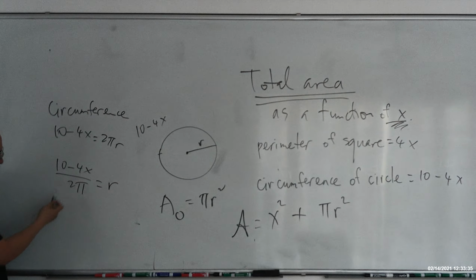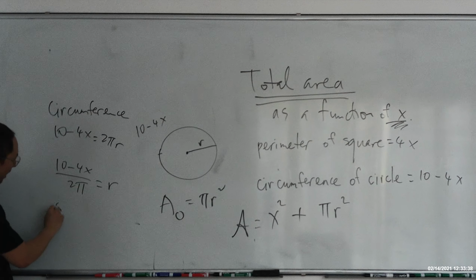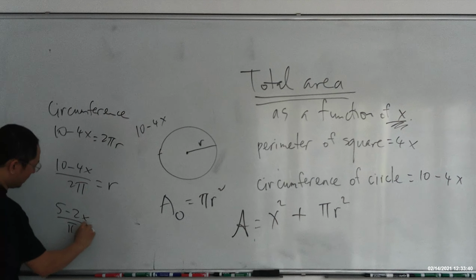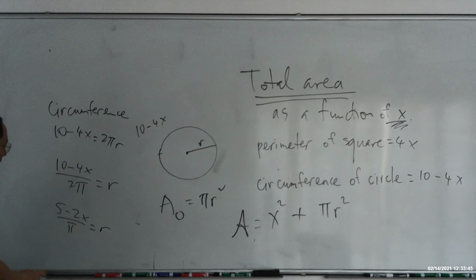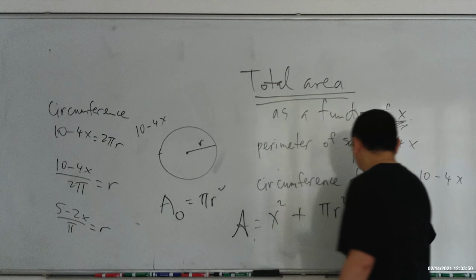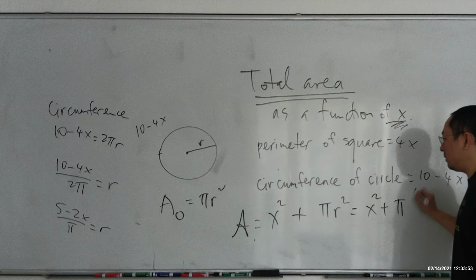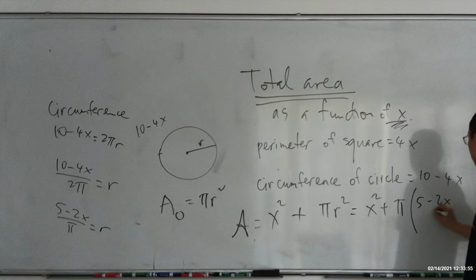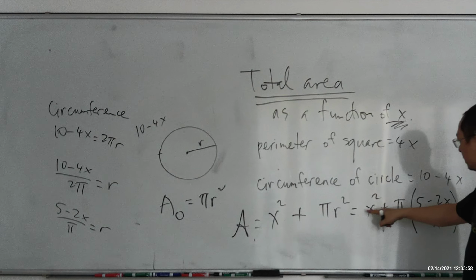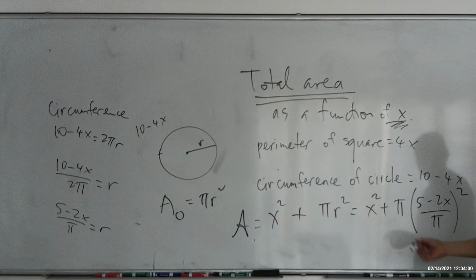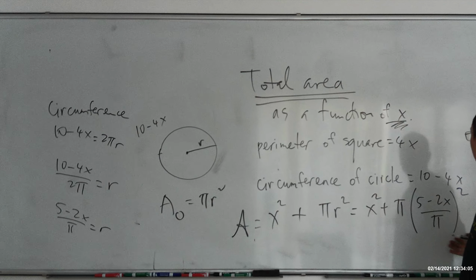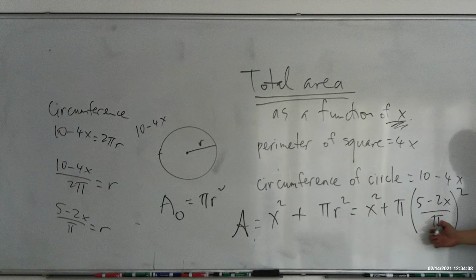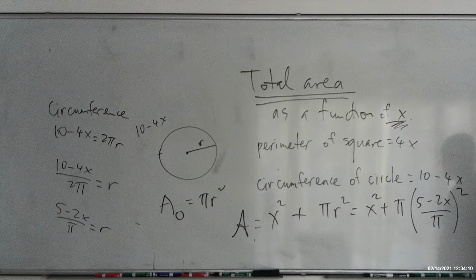Bingo. I can simplify this a little. Take away 2 on top and bottom. I got (5 minus 2x) over pi equal to r, right? Because take away 2 from 10, I got 5. Take away 2 from 4, I got 2. Take away 2 from 2 pi, I only have pi left. So this is x squared plus pi times (5 minus 2x over pi) squared. You can stop right here, and this is the formula for the total area in terms of x. I see that we can simplify more, but let's just stop right here. That's good.